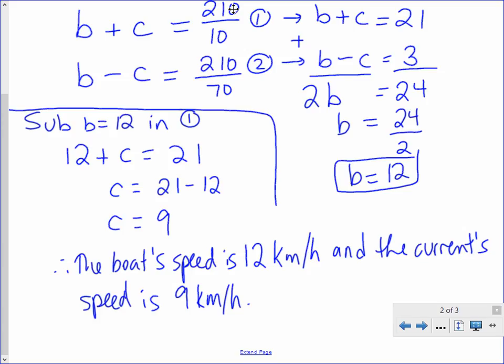Okay, flip the page and you try the question. We're going to take it up in 4 minutes. Go.